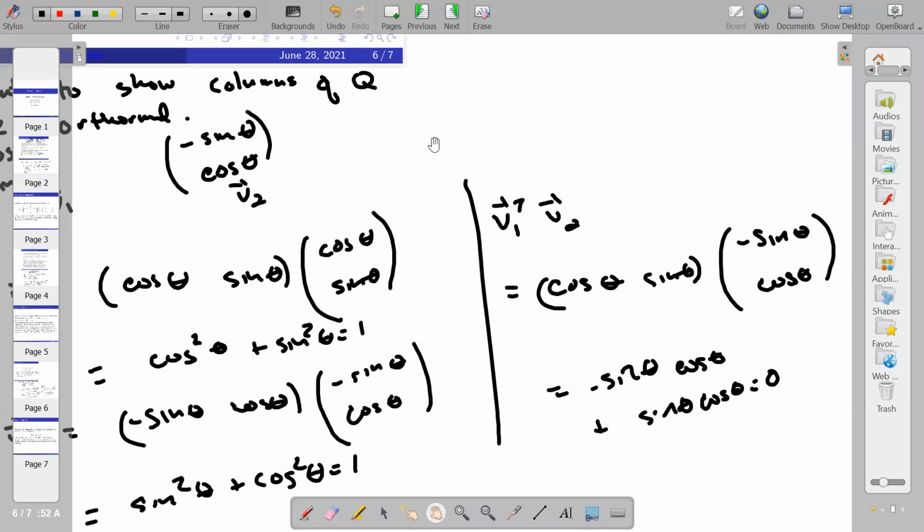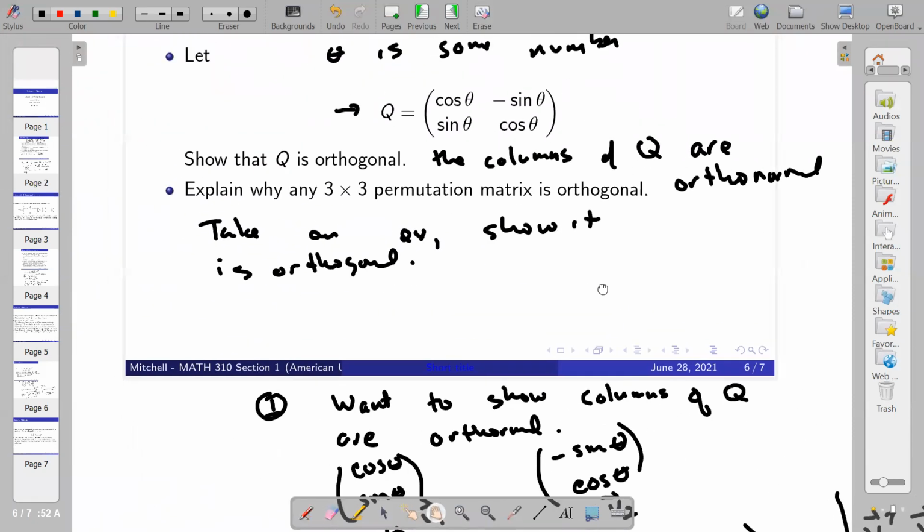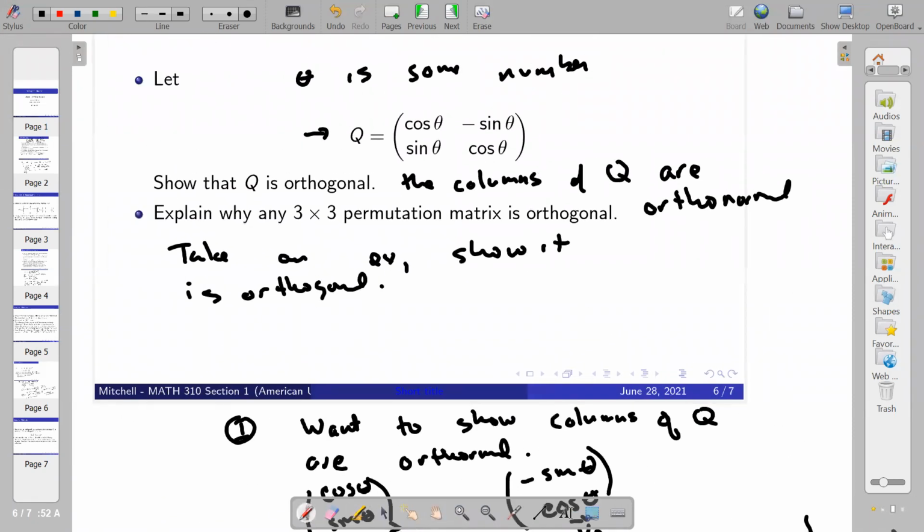For the next question, you take any 3x3 permutation matrix and show that it's orthogonal. I think I will hold off on doing that right now. Maybe you've already done it. Just write one down, take its transpose, and see that the products of the columns work out in a certain way.